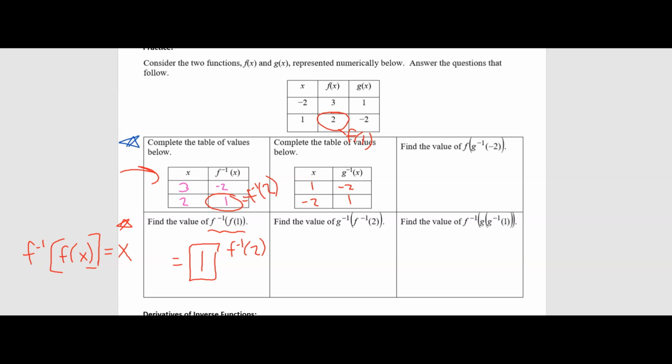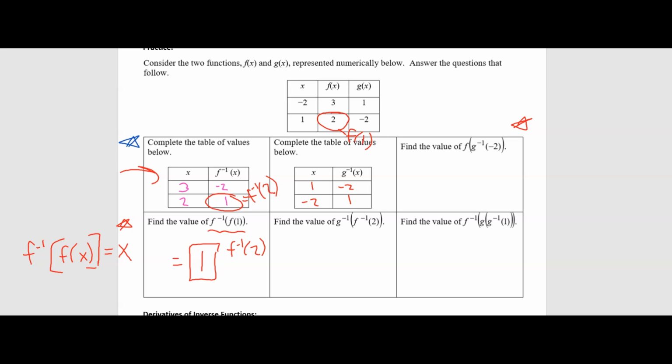Okay, let's do one more. Let's do one where we cross between the different functions. So let's come up here to the third box in the first row. It says find the value of f of g inverse of -2. So this time, because the functions are different, we can't just say our answer is -2. It's not going to work that way. It may be a coincidence that the answer is -2, but we can't know for sure.